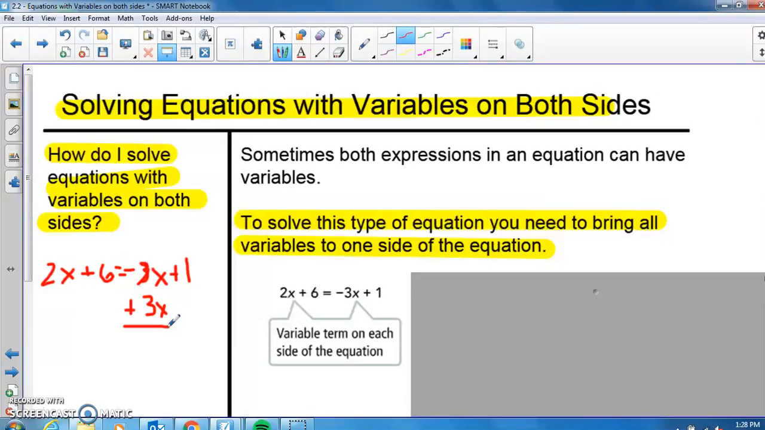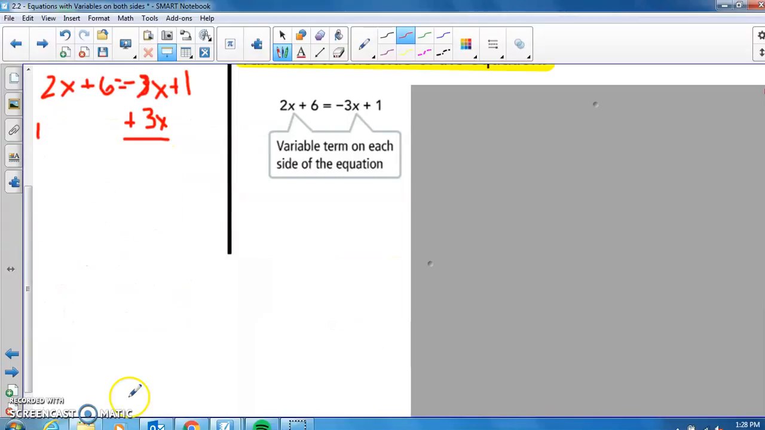So if I add something to one side of the equal sign, what do we do with equations? We do the same thing to the other side. So I'm going to add a 3x over here to the left-hand side. So I'm going to say plus 3x. All right, what happens to a negative 3x and a positive 3x? They're opposites, so they cancel out. So when those cancel out, that leaves that 1 on the right-hand side.